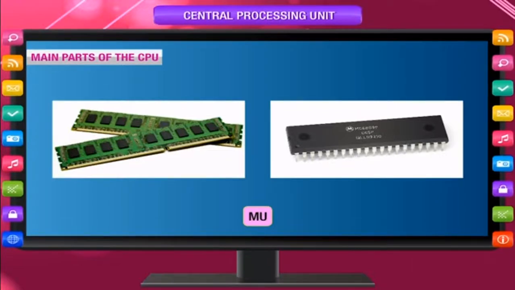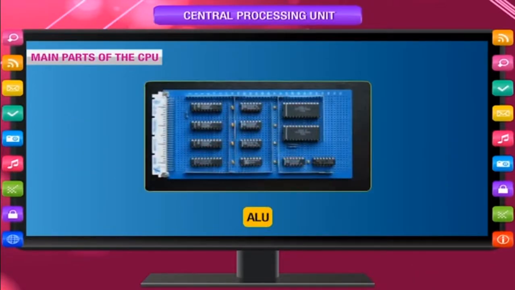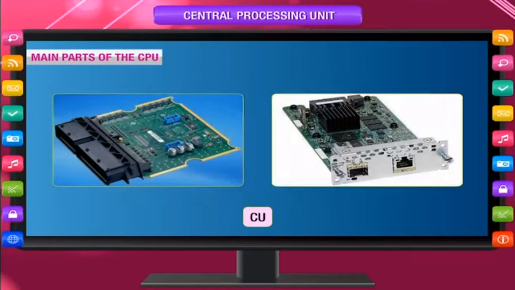If you want to store information permanently, send the output to some storage devices like CD, DVD, hard disk, pen drive, etc. ALU. It is the arithmetic and logic unit that performs all calculations and logical operations. CU. The control unit manages all the operations of a computer system, all parts and peripherals of a computer system. It also controls the transfer of information from one part of the CPU to another.